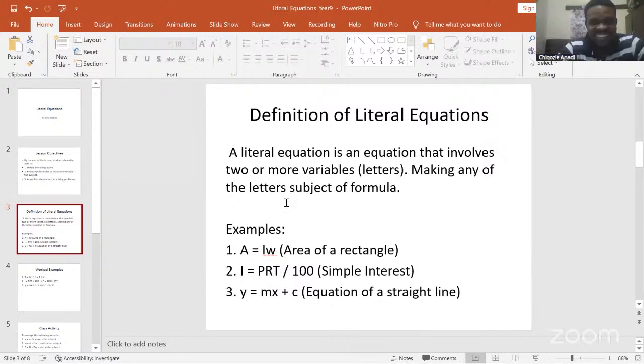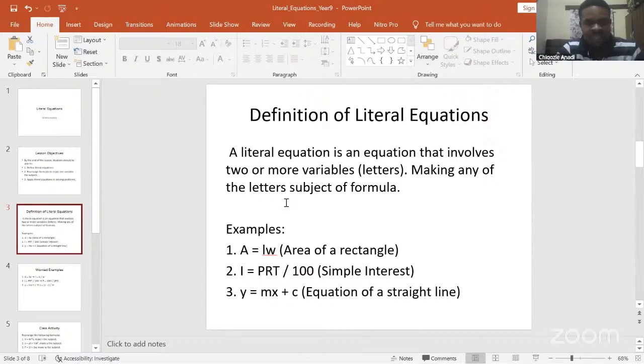So you can see that the area of a circle, this is something we did all the time: making a particular letter the subject of the formula. For simple interest, you have principal times rate times time all over 100. You could be given a formula and asked to make a particular letter the subject of the formula, depending on what the question is all about.